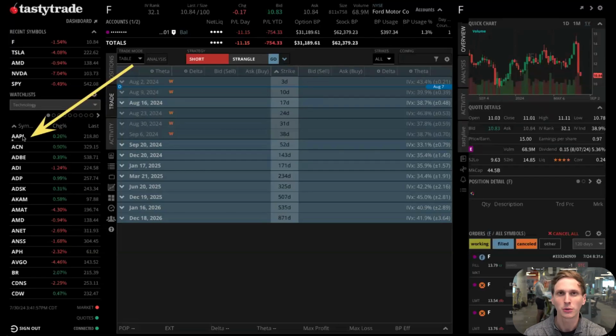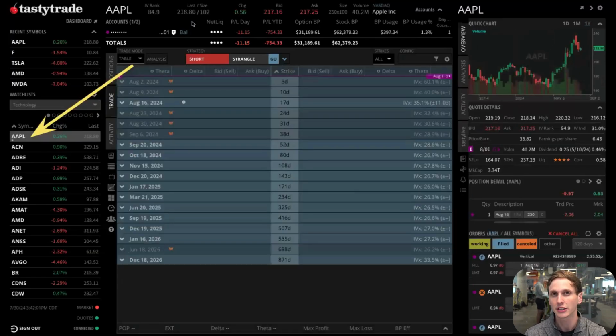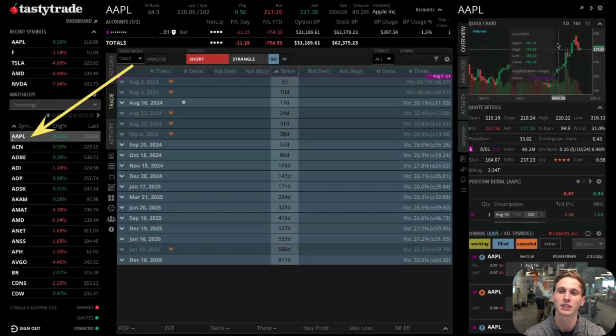You can also click on any symbol in your watch list over here, and that's going to make it your platform's active symbol. You'll notice the top here updates to Apple's information. The right side updates to Apple's information as well. We can also see if we have any open positions or working orders. That's where this right side panel comes in super nice. But then also we have the options chain on Apple in the center.